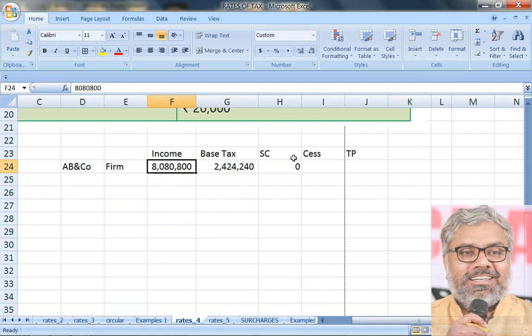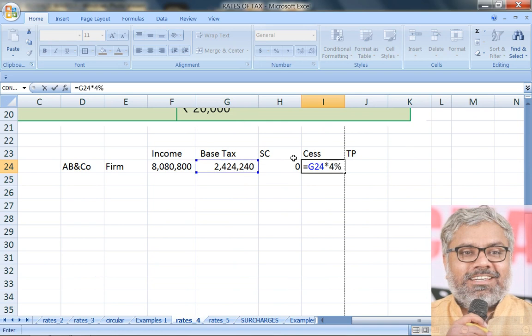So in this case, is there a surcharge? The answer is no. Why? Since the income of the firm did not exceed 1 crore. Surcharge for a firm is applicable only for income of more than 1 crore. For that purpose, there is no surcharge. Cess of course is there.